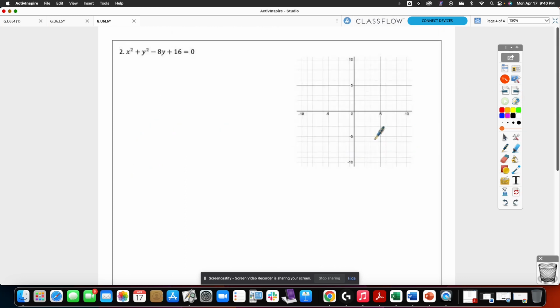Okay, pause the video and try this on your own. I will just have to change this 16 to 7. You will not get a circle if that is 16. So now we have x squared plus y squared minus 8y plus 7 equals 0. Pause the video, okay, and then come back here to check your answer.